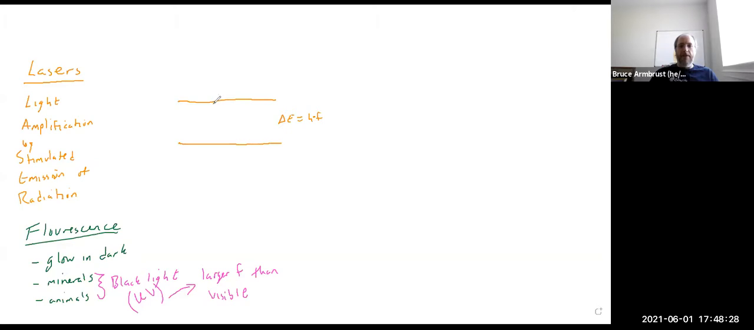Well, obviously, if we get things excited, they will then drop back down and give us a photon. But the reason lasers work is that with the right kind of materials, and that's why this only works for certain materials, what'll happen is we send in a photon. So I'm going to send in a photon here. Now, that photon, because of resonance, is going to take some of these ground state particles and excite them.